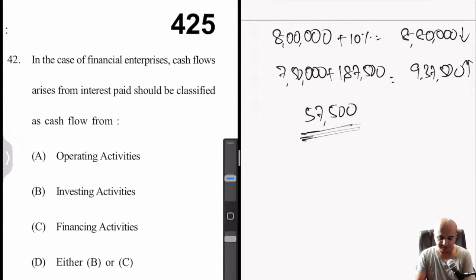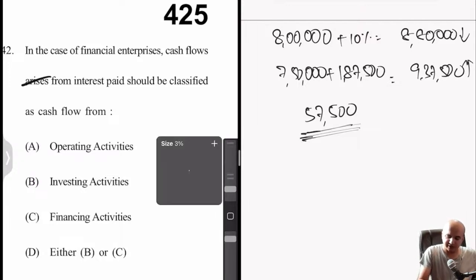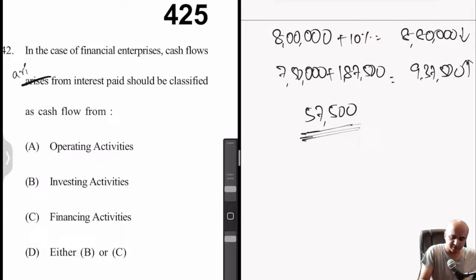Let's move on. Okay, so one more theoretical question. Question number 42. In case of financial enterprises, cash flow arising from interest paid should be classified. Grammatically the paper is so horrible. I don't know who sets the paper. In case of financial enterprises, cash flow arising from interest paid should be classified as operating, investing, or financing, or they have given either option B or C.